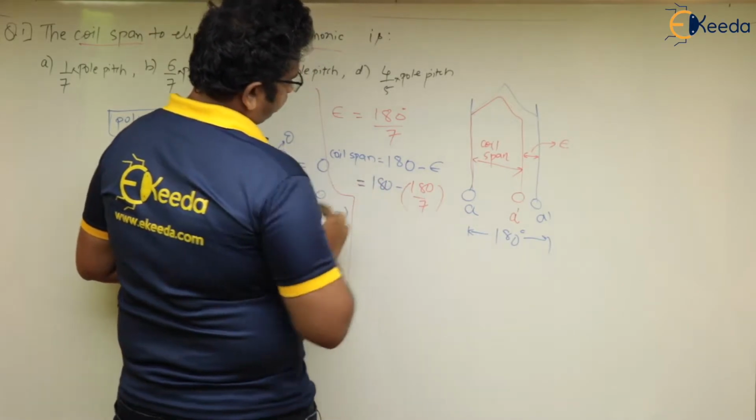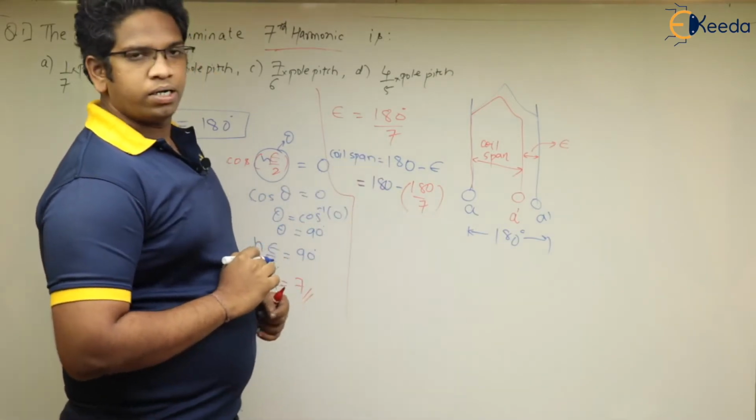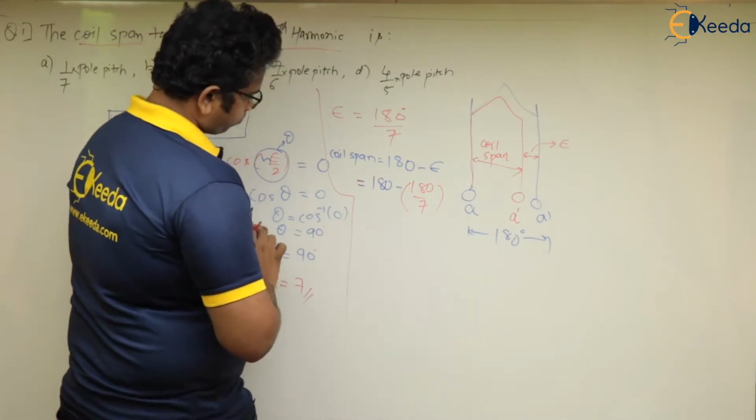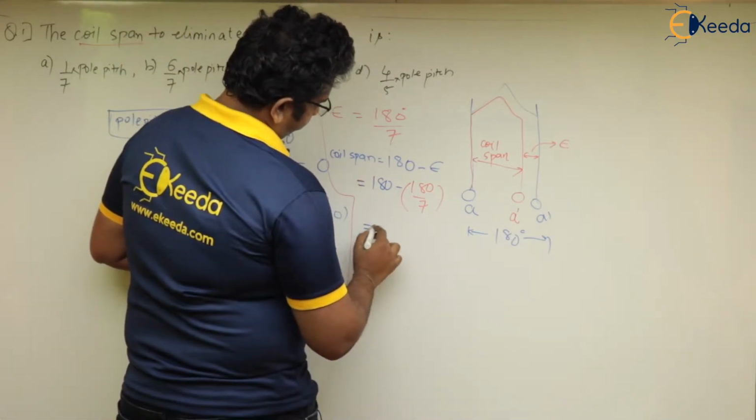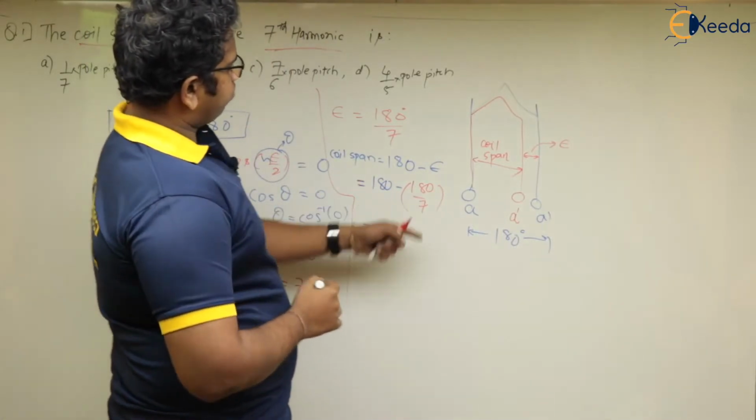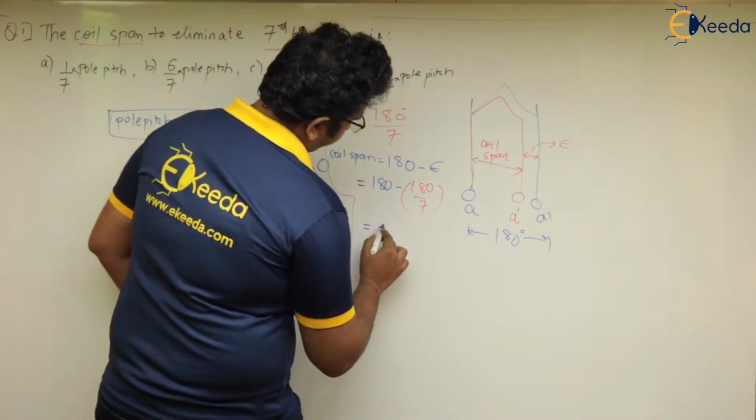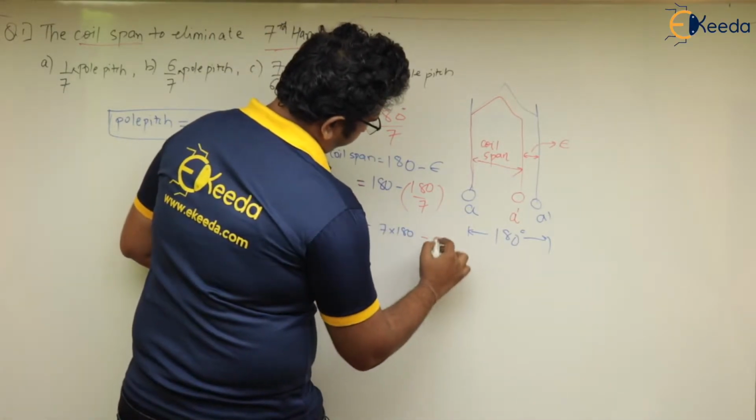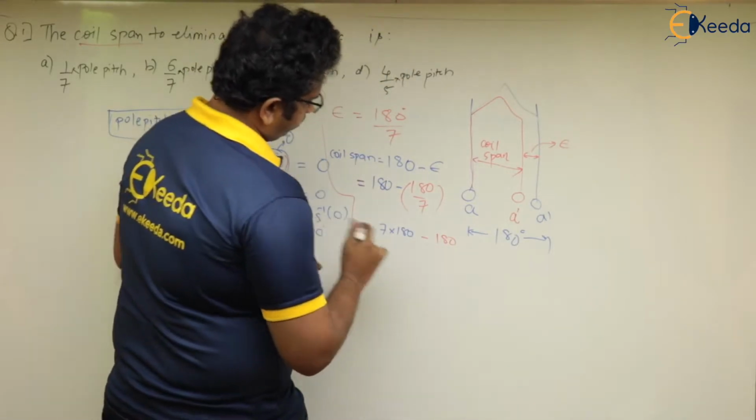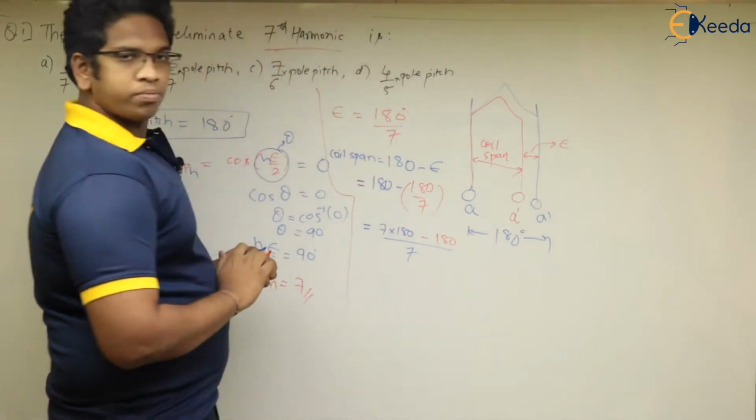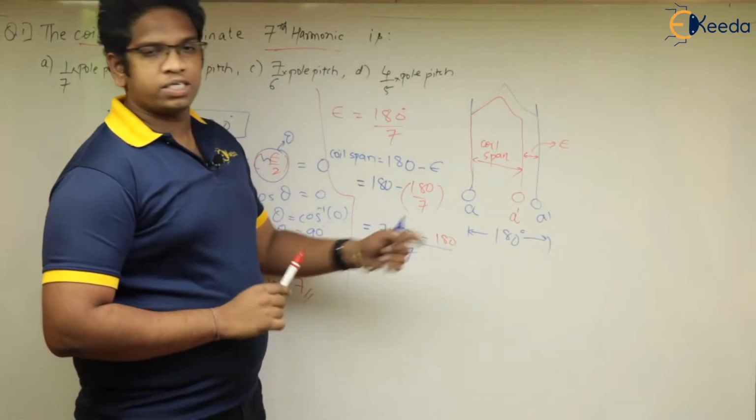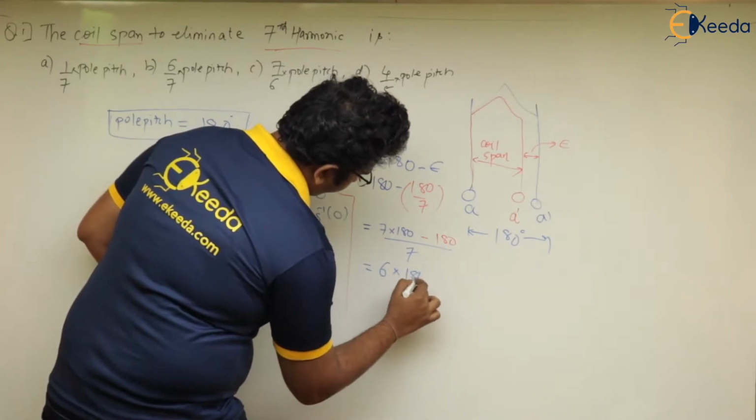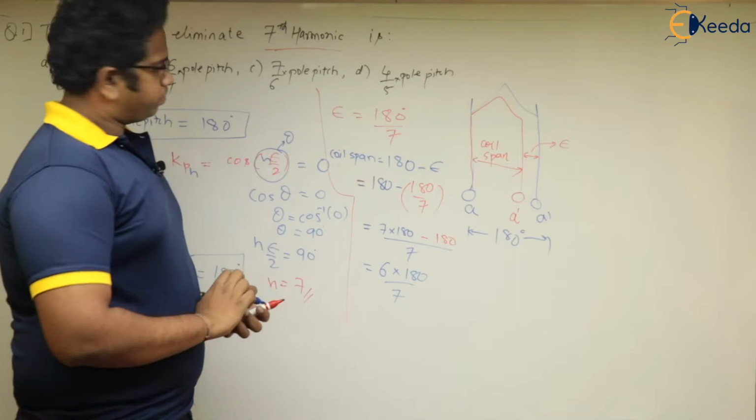This is 180 minus epsilon, taken as 180 minus 180 by 7. What do you get here? This is going to be 180 into 7 minus 180 by 7. Let me call this 7 into 180, minus this 180. Let me take LCM as 7 divided by 7. So 7 times 180 minus 180 will give me 6 times 180 upon 7, 6 times 180 divided by 7. Is it right? Now see here.